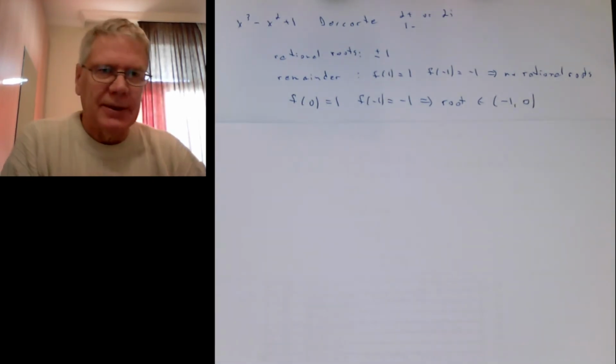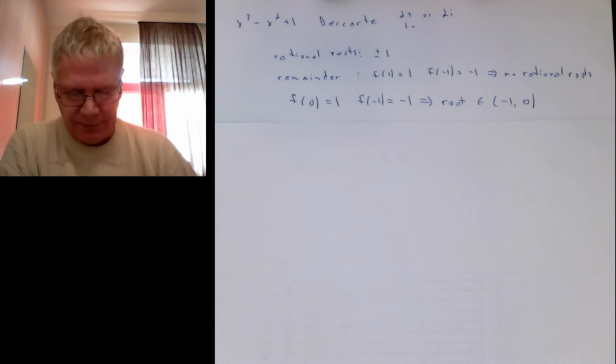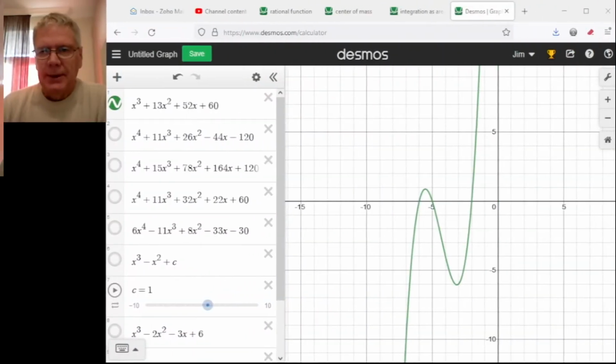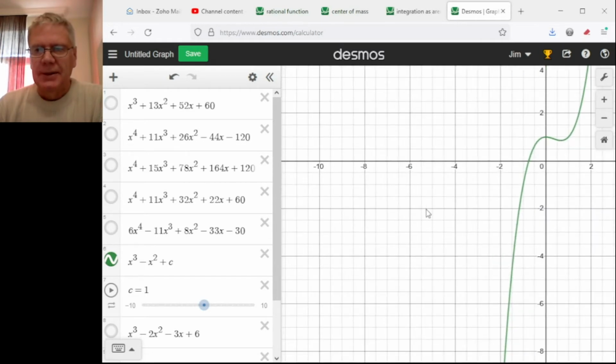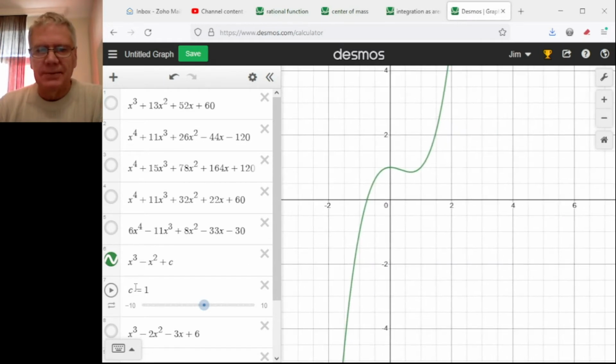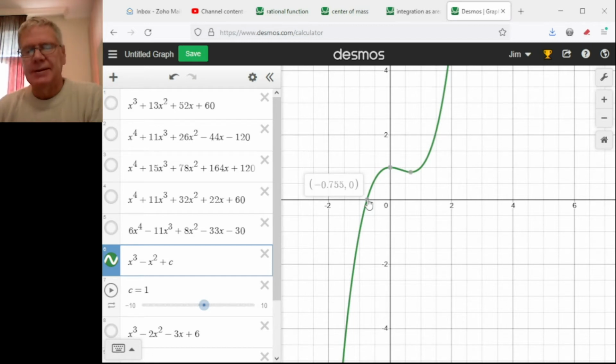So let's look at that one on Desmos here. Okay, let's get rid of our first one, and let's go down here. And I have this one set up as a slider so we can change this constant. But right now, C here is a 1. And at -1, we had -1. And at 0, we had +1. And sure enough, in between, it crosses the axis. So there's a real root here, but it's not rational. So this is an irrational root.